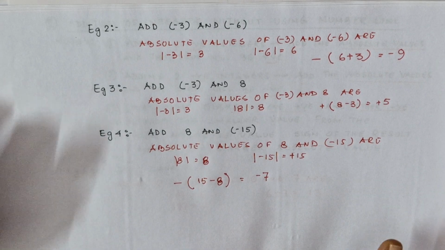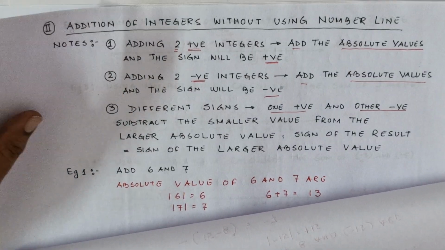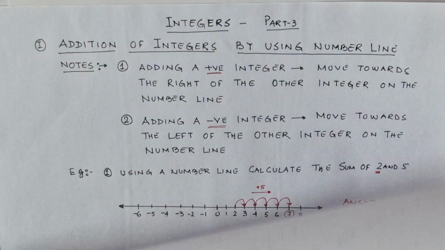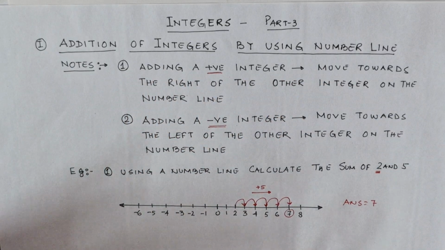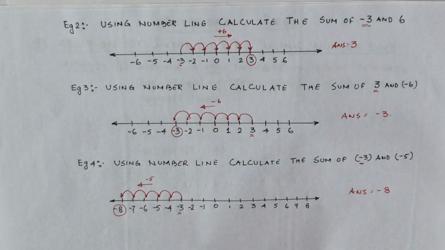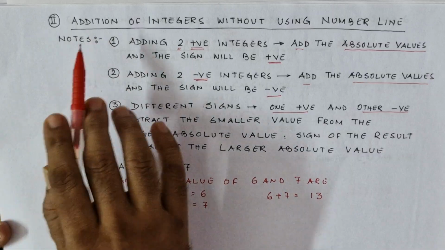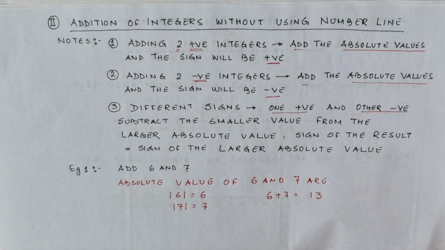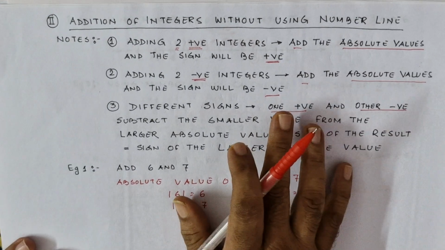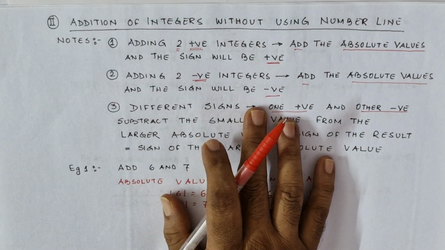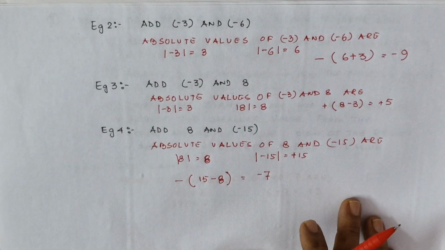Got it? So these are all the possible scenarios that you might face. When you are adding integers using a number line, you could face 4 scenarios, which I have shown you. And in the second case, addition of integers without using the number line, you could again have 4 scenarios, which I have shown you. Please remember the rules. If you need to take notes, pause the video and take the notes, and also the example exercises. Got it?